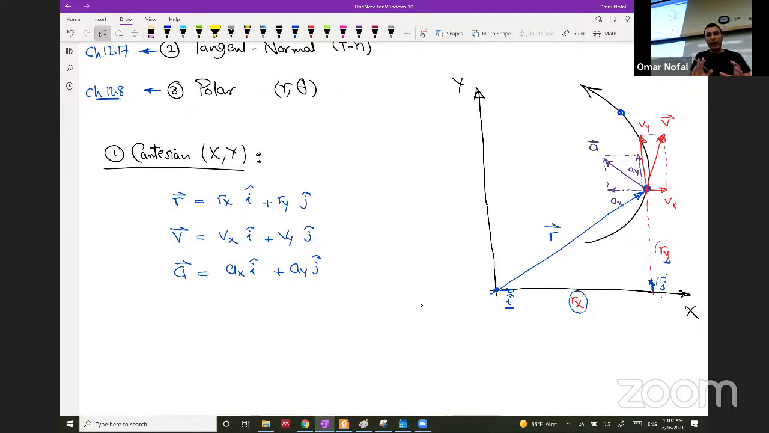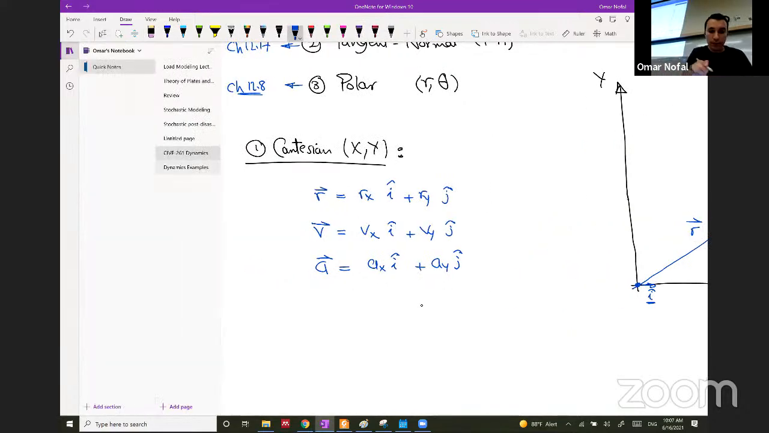So let's see a quick example. How can we solve problems that have components in the x and y directions? So let's pick an example.